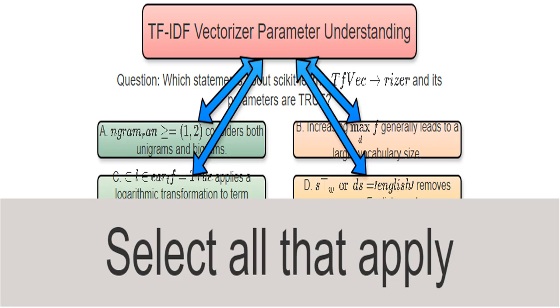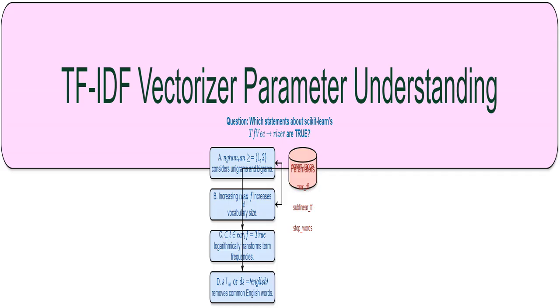I'll explain the parameters of scikit-learn's TF-IDF vectorizer, a tool we use to turn text into numbers for machine learning. It's all about understanding how words impact the meaning of a document. We'll look at how different settings change what the computer sees in your text data.